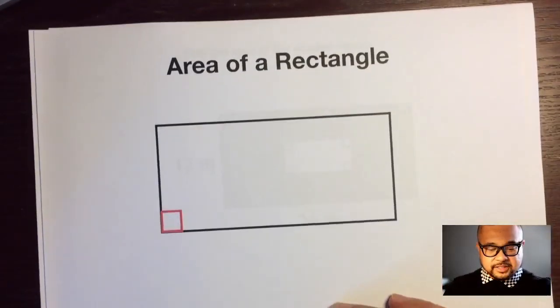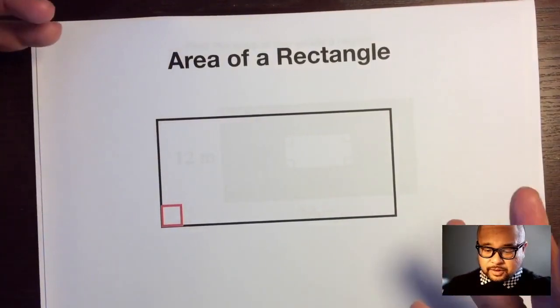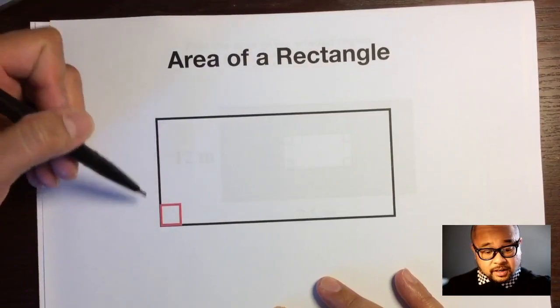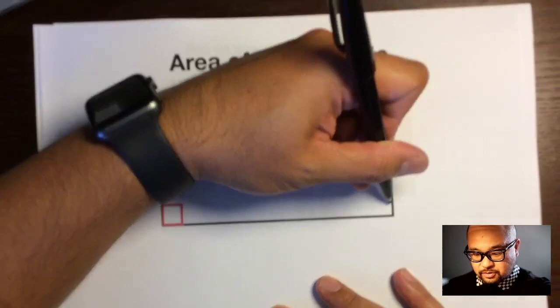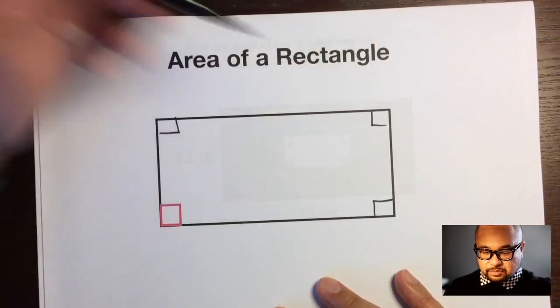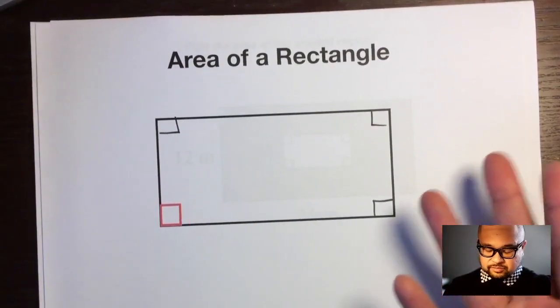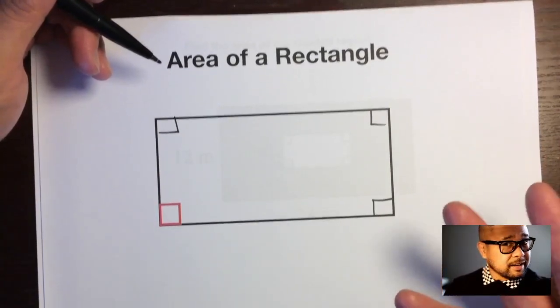All right, so we're going to do the area of a rectangle. If you notice, we have a rectangle, and a rectangle is a four-sided shape. All angles are 90 degrees. So if you want to put a square right there saying that these adjacent sides are perpendicular to each other, you can.